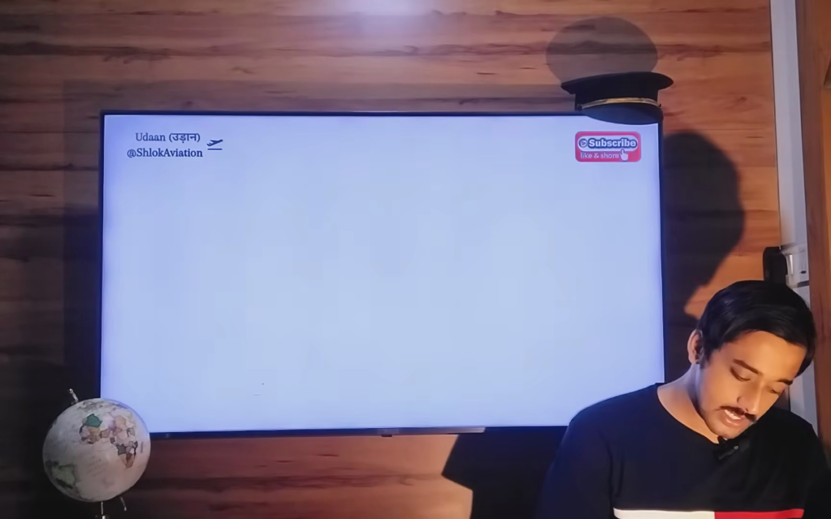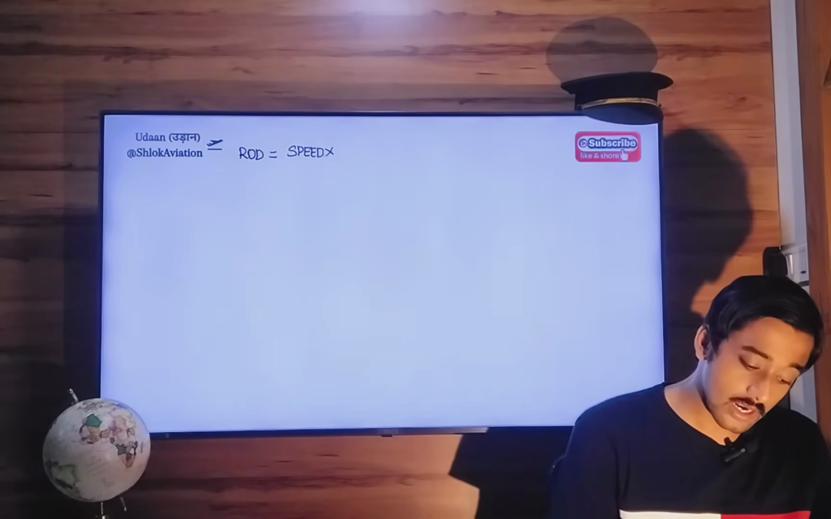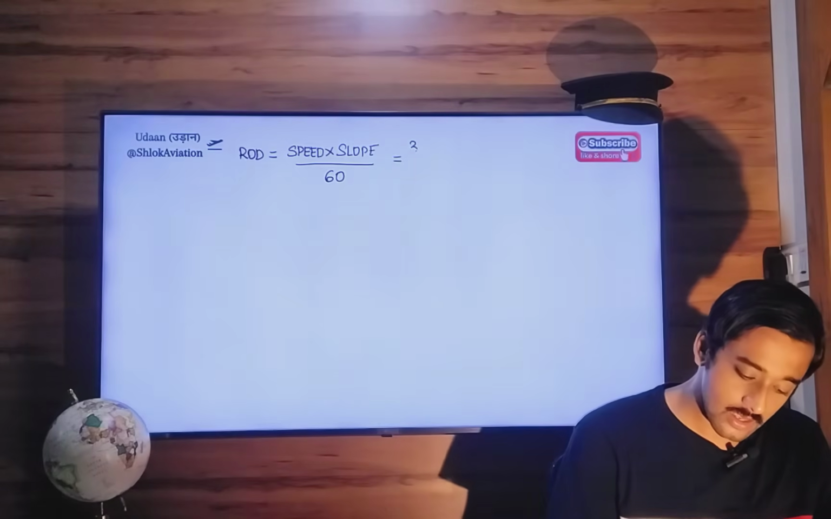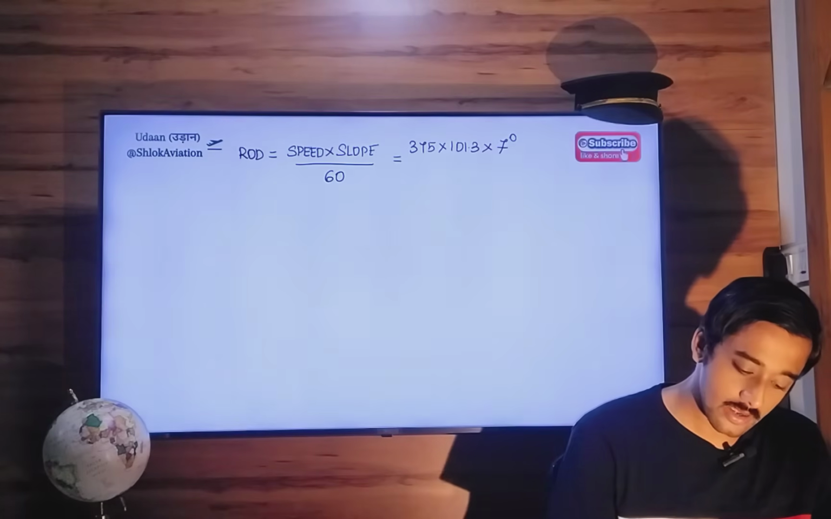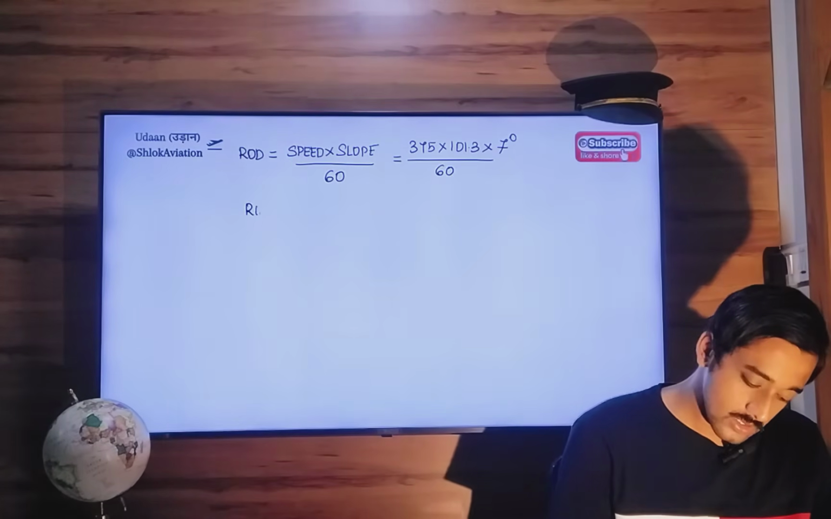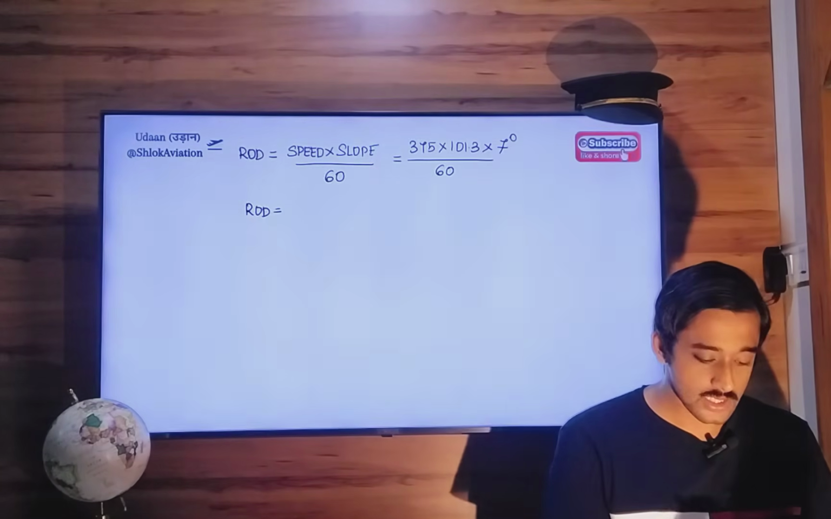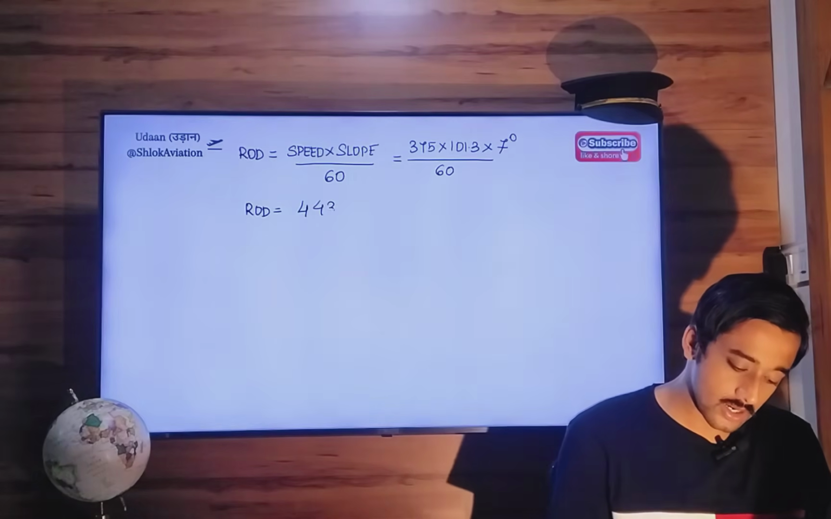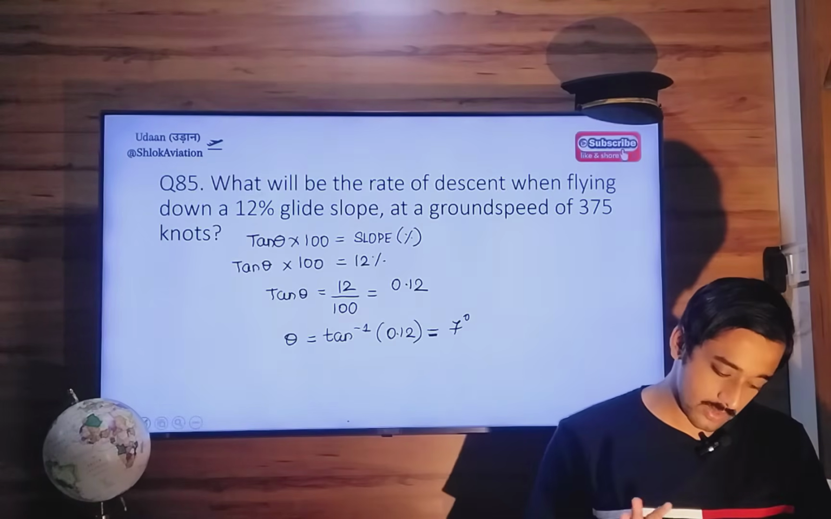Now rate of descent equals speed multiplied by 101.3 feet per minute, multiplied by slope upon 60. So speed is 375 knots multiplied by 101.3 multiplied by 7 degrees divided by 60. So rate of descent will be 375 into 101.3 into 7 divided by 60, which is 4432 feet per minute, so 4430 approximately.